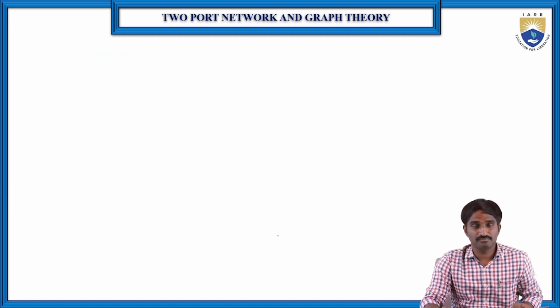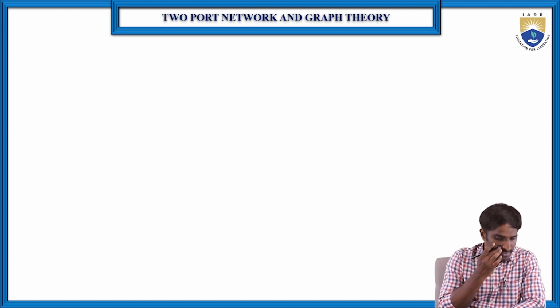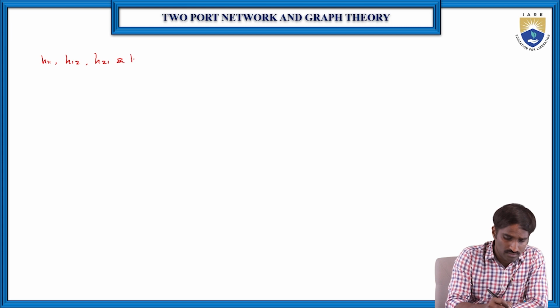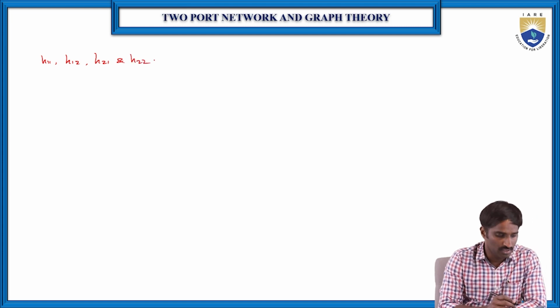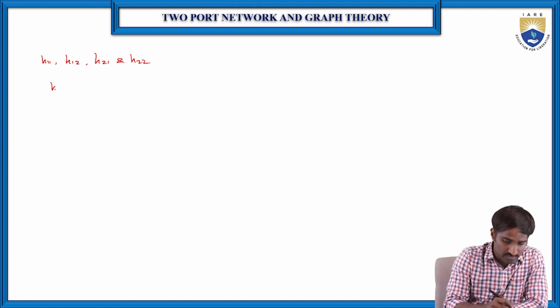If you want to find the parameters, there are 4 of them: H11, H12, H21 and H22. First let us find the parameters H11 and H21.